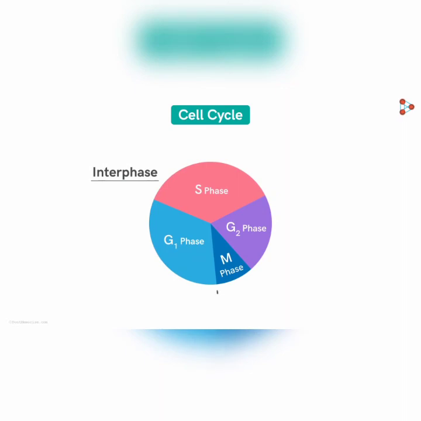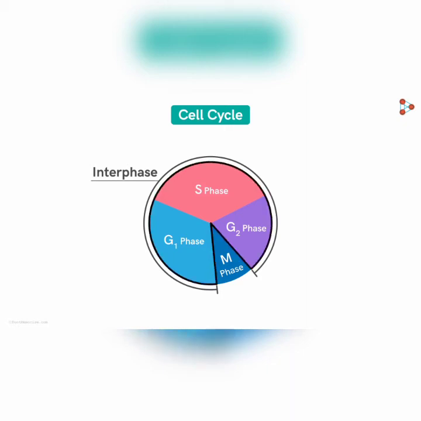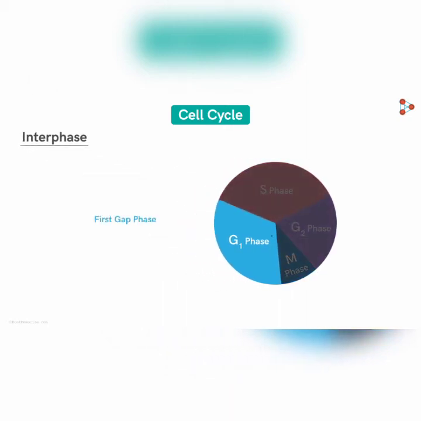Here is an image that depicts the complete interphase in general. As we can see, the phase has 3 stages. Let's go through each stage step by step. The first stage of the interphase is the first gap phase, abbreviated as G1 phase. This is the first phase occurring in interphase, hence the name first gap phase.